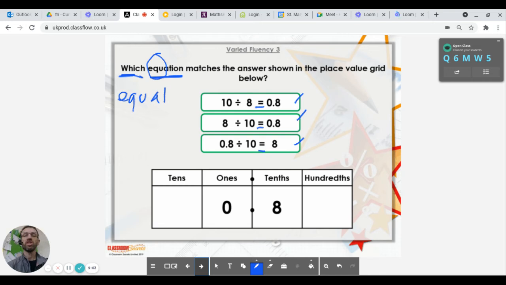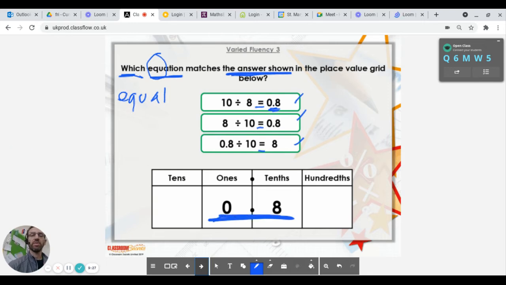So which equation matches the answer shown in the place value grid below? So it's the same thing. They're giving you the answer. You haven't got to do the calculation. They're telling you this is the answer, but which equation out of 1, 2, and 3 up here is the correct one? So let's have a look. It says 8 divided by 10 equals 0.8. Now 0.8 is here, 0.8.